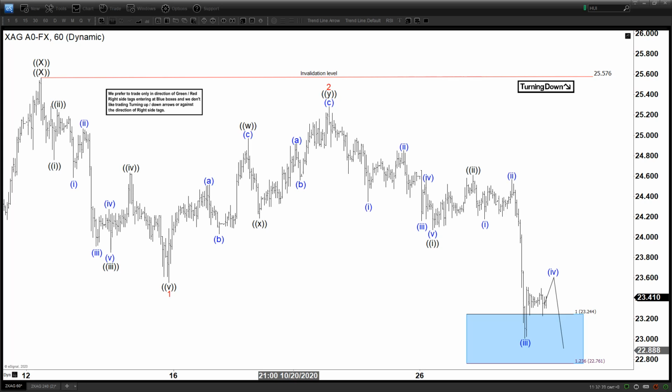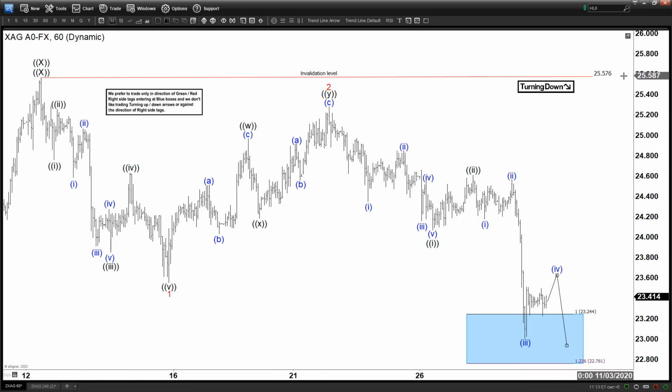This is Henry and today is Thursday, October 29, and the time is around 3 a.m. GMT. Today we will be looking at the chart of silver right here. This is a 60-minute chart. We can see from this peak here in silver, 25.5, we are looking for the downside here.